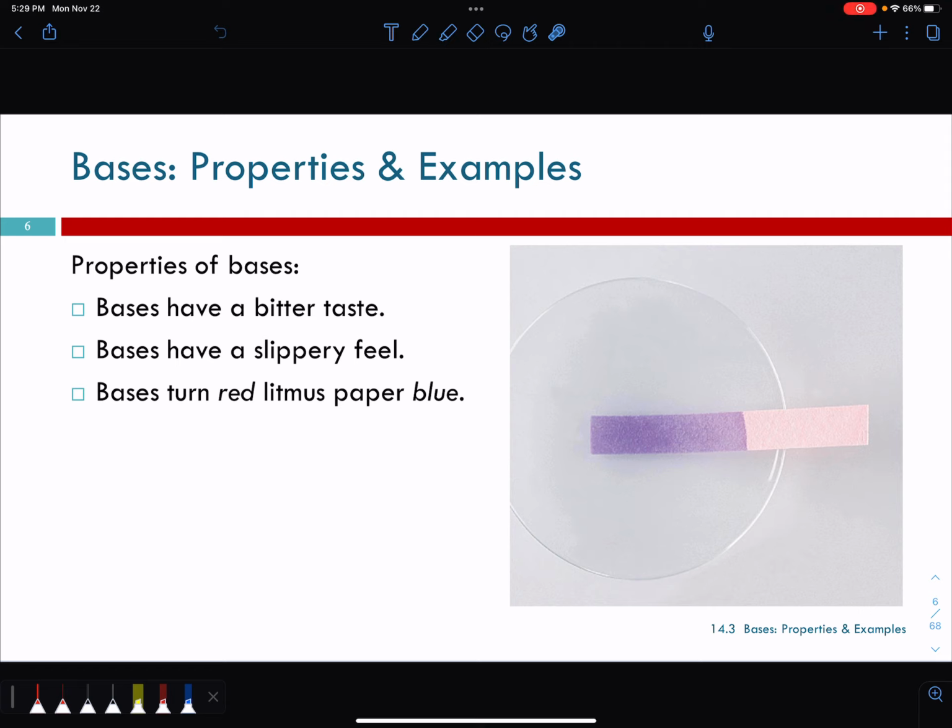So opposite of acids, though, we have bases. So bases have a bitter taste, and they have a slippery feel. And then blue litmus paper turns red in acid. Red litmus paper turns blue in bases. Yeah, we used not litmus paper, but pH paper. A little bit different.